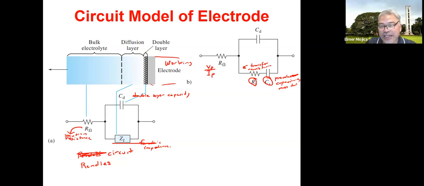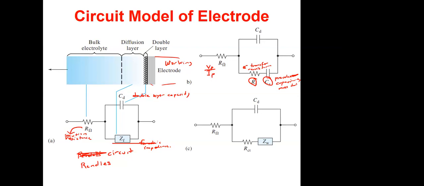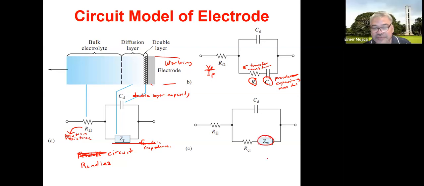Now, the last one that we have is this. So what's the difference of this with the other two? Yung ZW po. The CW. And we call this CW the so-called Warburg impedance. Okay, and then we also have RCT. So anong resistance to? We have CT there, so we could call it the charge transfer resistance.